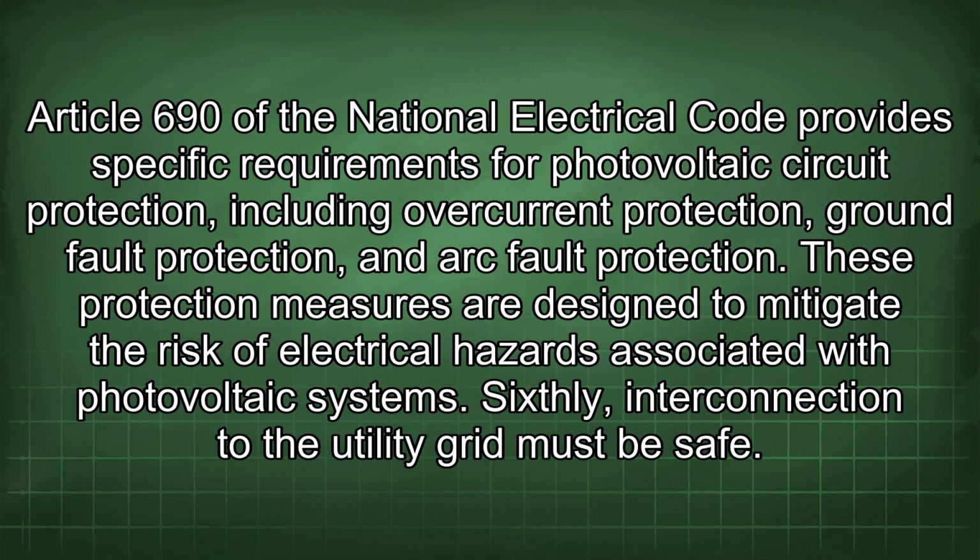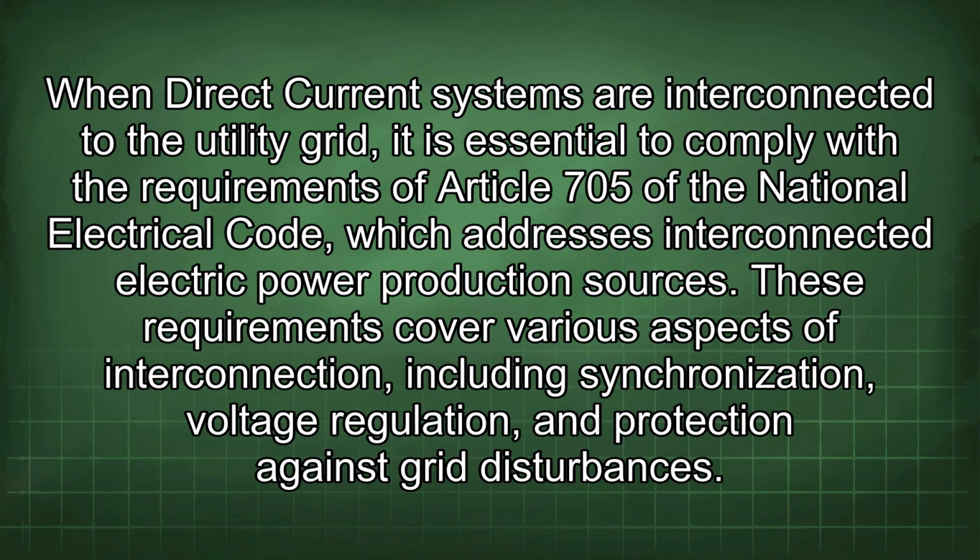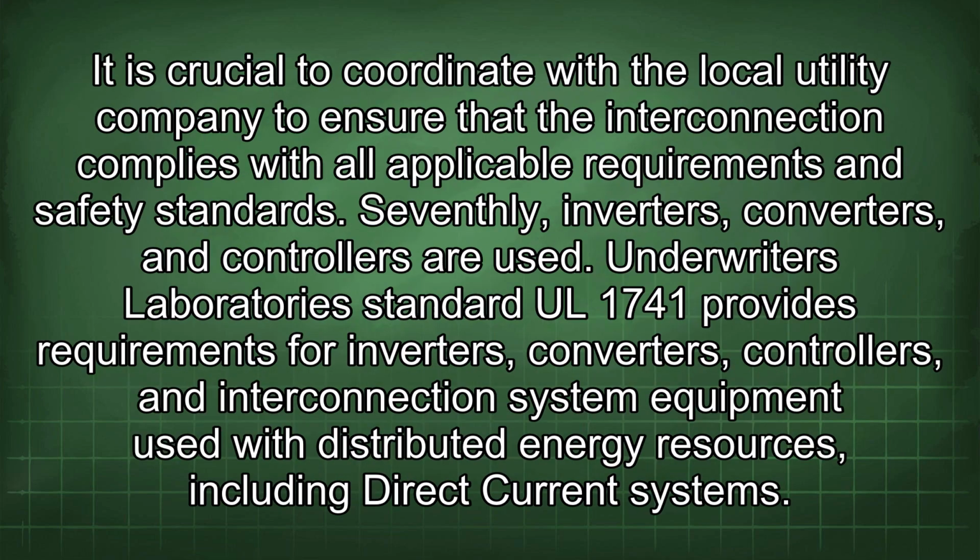Sixthly, interconnection to the utility grid must be safe. When direct current systems are interconnected to the utility grid, it is essential to comply with the requirements of Article 705 of the National Electrical Code, which addresses interconnected electric power production sources. These requirements cover various aspects of interconnection, including synchronization, voltage regulation, and protection against grid disturbances. It is crucial to coordinate with the local utility company to ensure that the interconnection complies with all applicable requirements and safety standards.